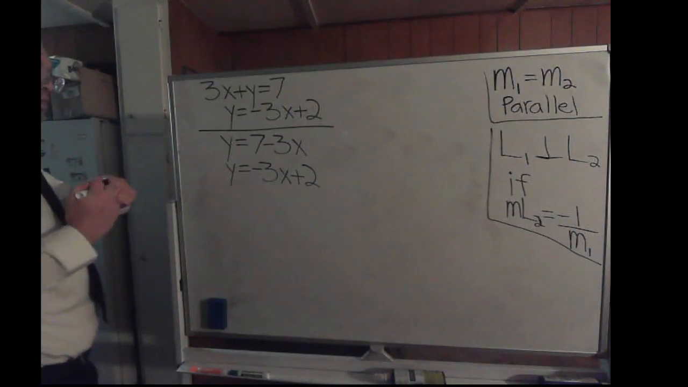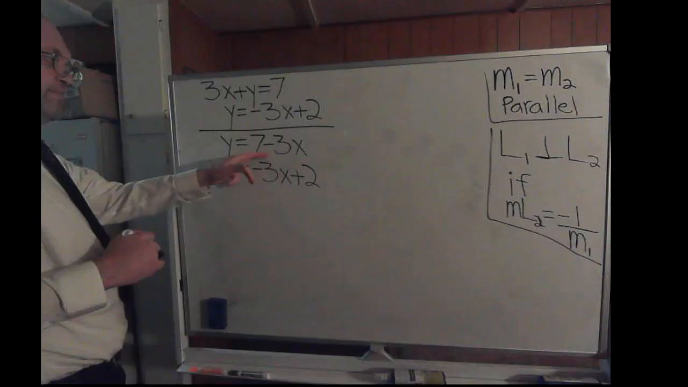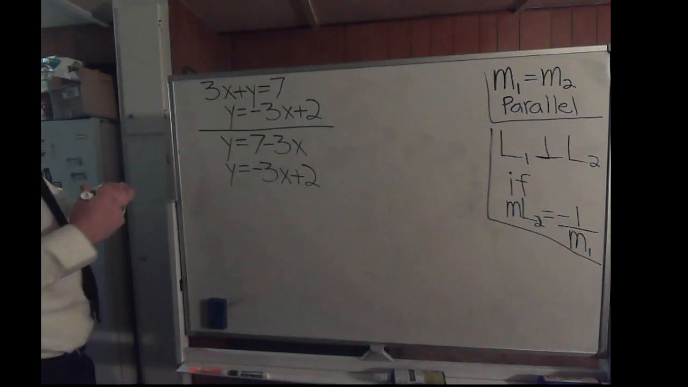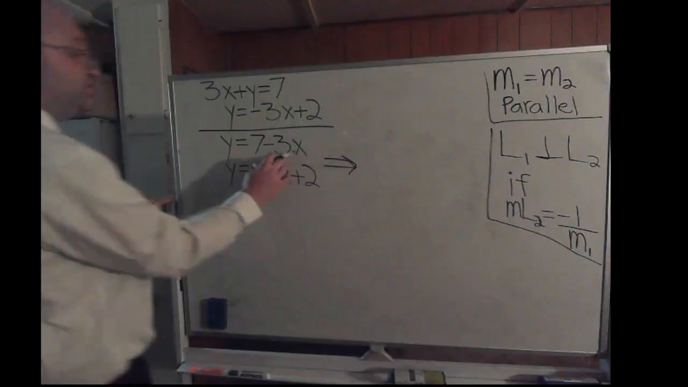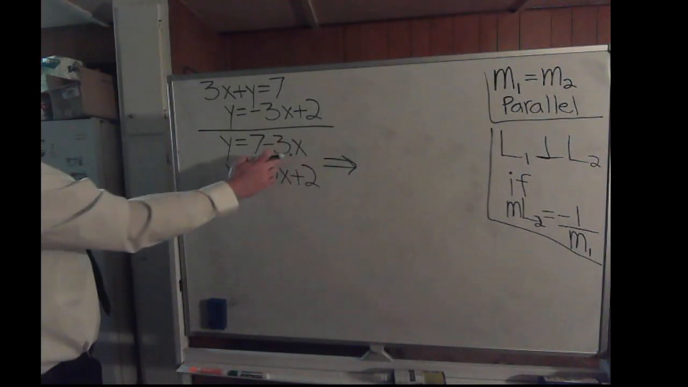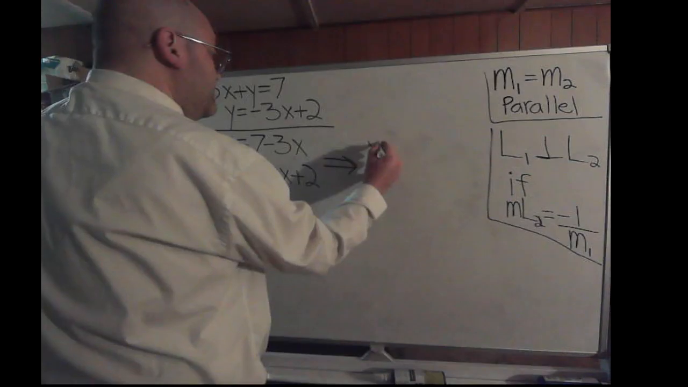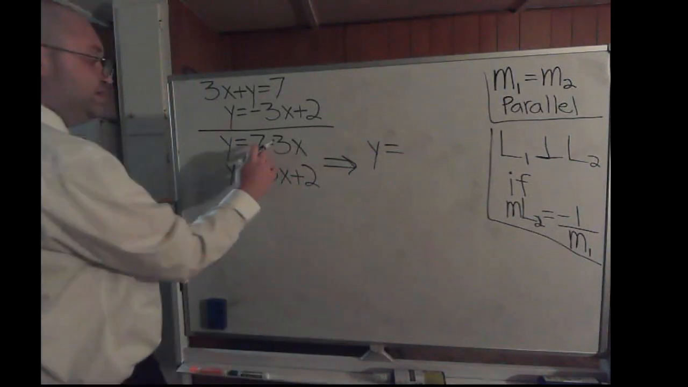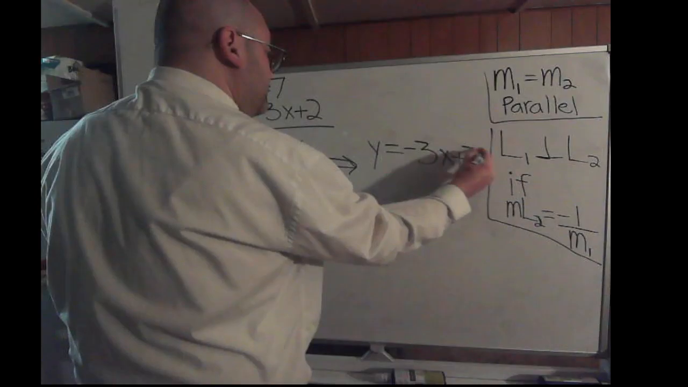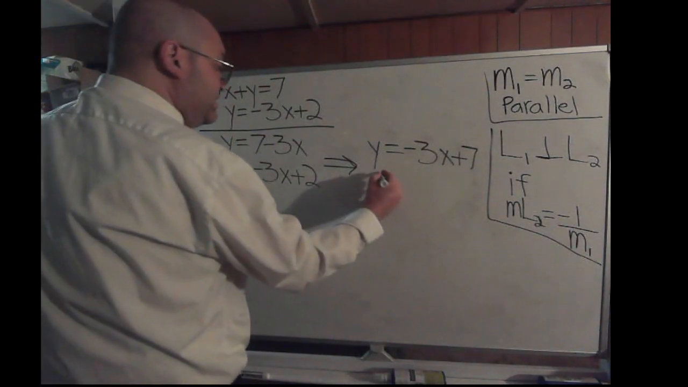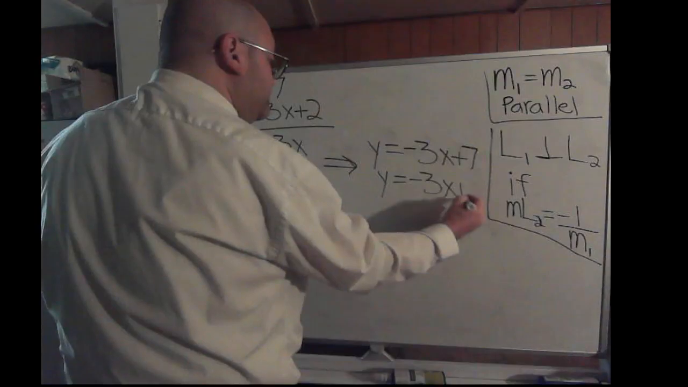Well, the first equation is still not quite in slope-intercept form. But we can make it so if we use the commutative property of addition and move that negative 3x and the 7 around. So, using the commutative property of addition, you get y equals negative 3x plus 7. And then the second equation remains y equals negative 3x plus 2.